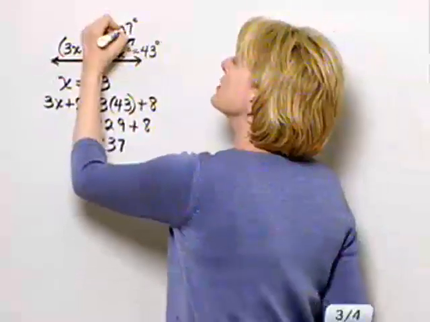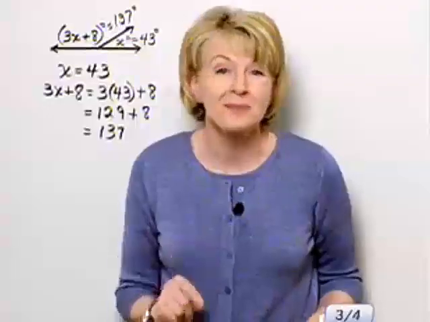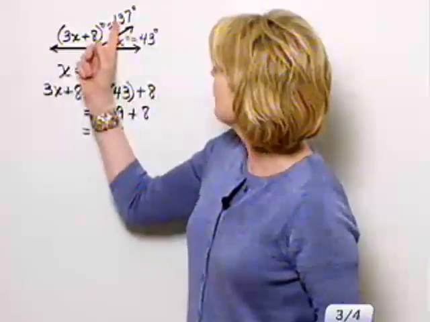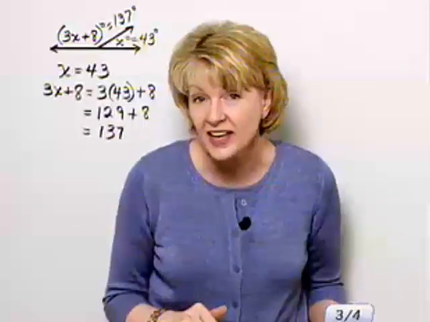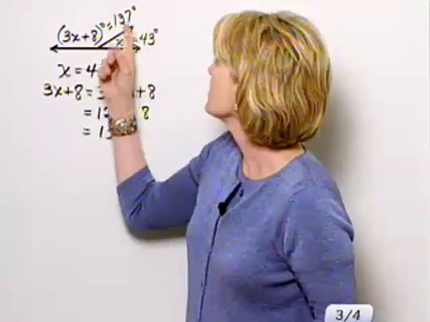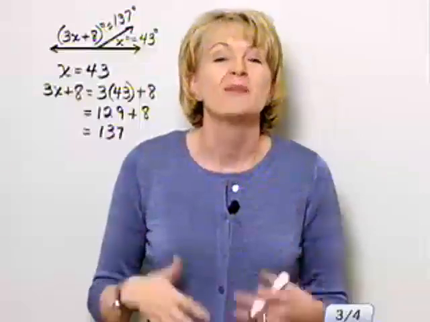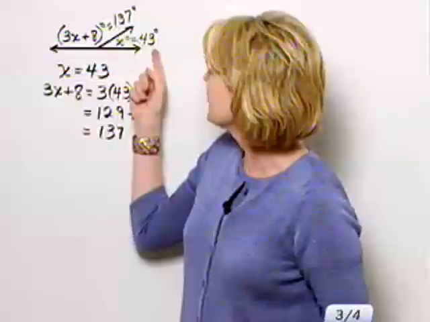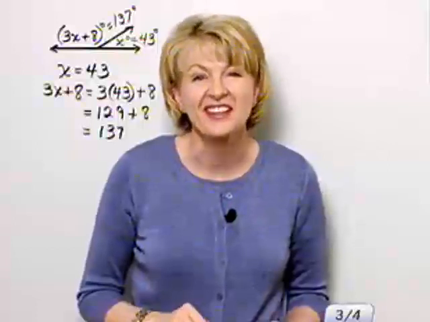For one thing, if these two angles are indeed supplementary, their sum must be what? Their sum must be 180. If you find the sum of 137 and 43, that sum is 180. How else should we check? Well, we should make sure that this number is 8 more than 3 times that number, but it is. So we've checked, and we have our solution. The angles measure 43 degrees and 137 degrees.